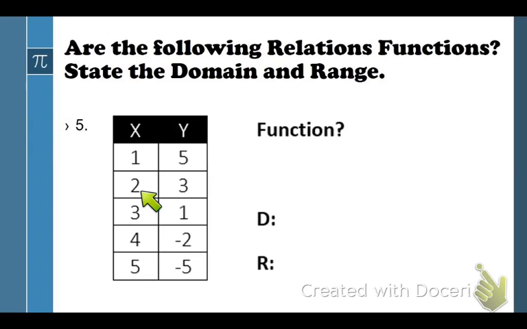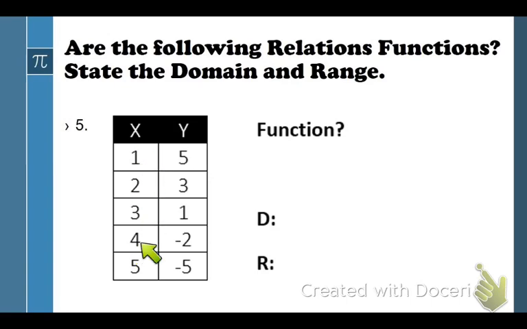Okay? 2, I get a 3. Did I put 2 in again? If I did, I got a 3 again. Okay? How about a 3? I've got a 1 out of it. Did I put it in again? Nope. So I assume that every time I put a 3 in, I got a 1.